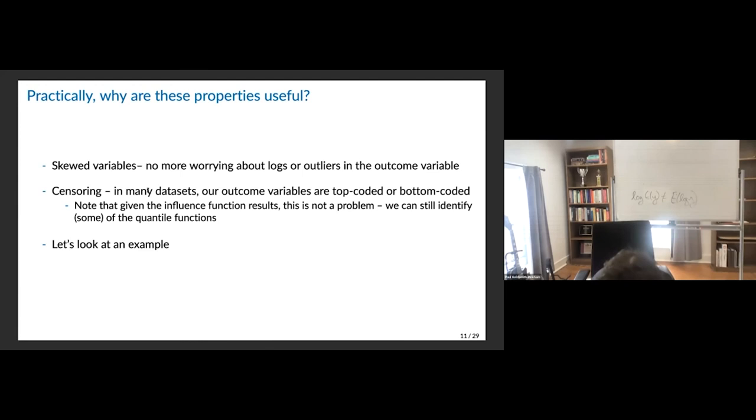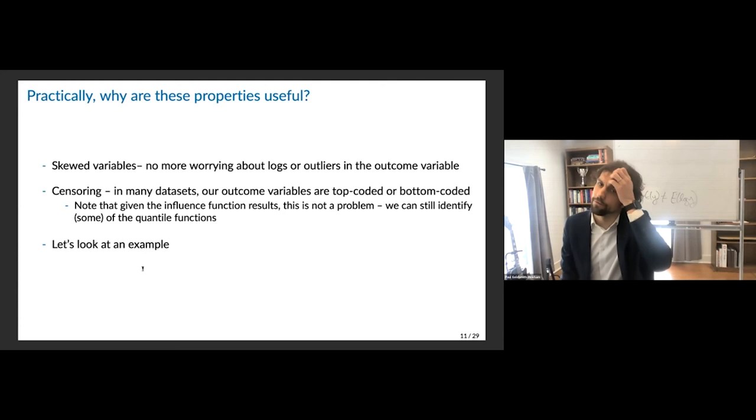So things that are right skewed in that way are going to have serious potential influence on OLS and won't affect quantile regression. The second thing is censoring, which is really powerful as well. It depends on who you talk to, but if you have issues where your data is bottom coded or top coded, in OLS this can have a serious issue. It really affects your interpretation.